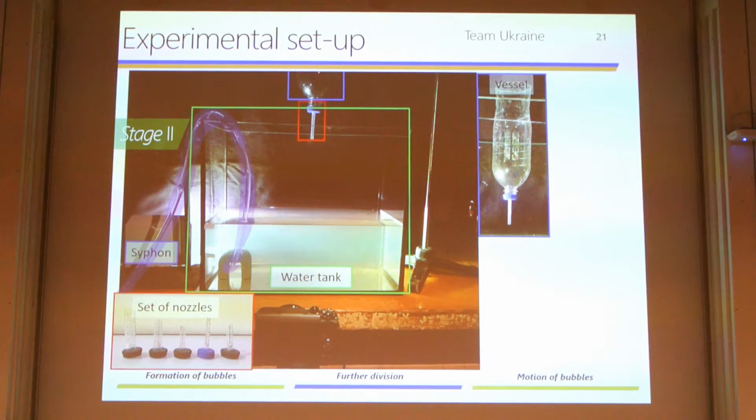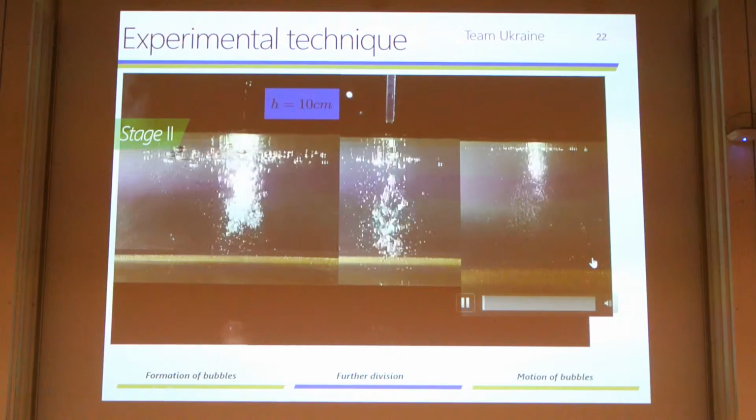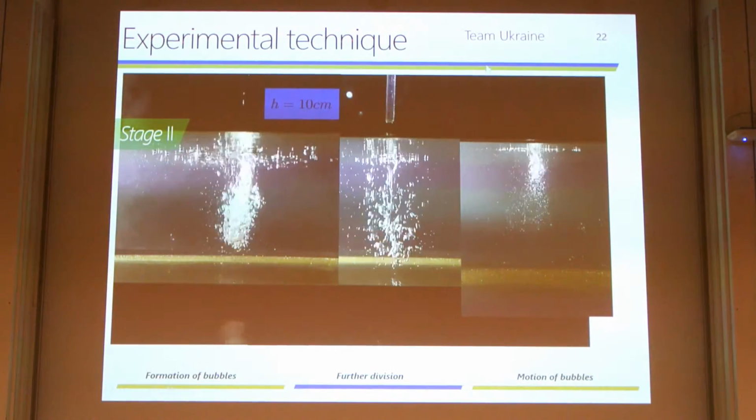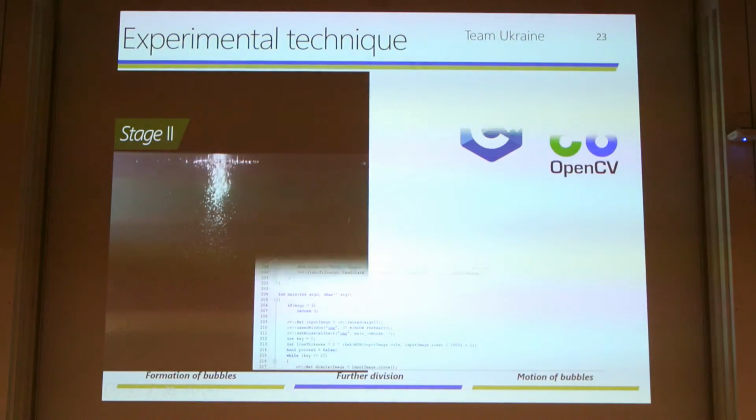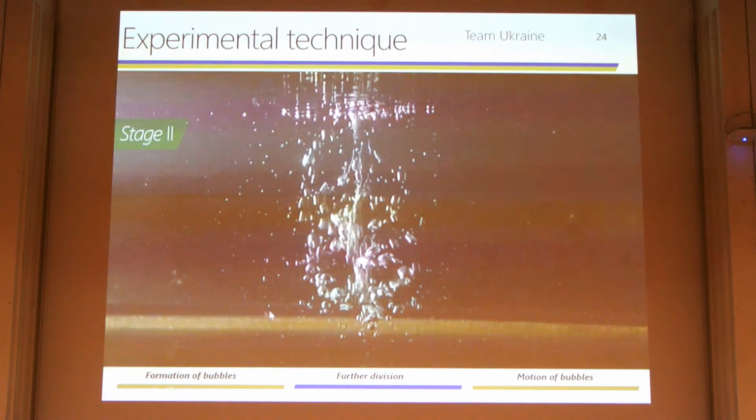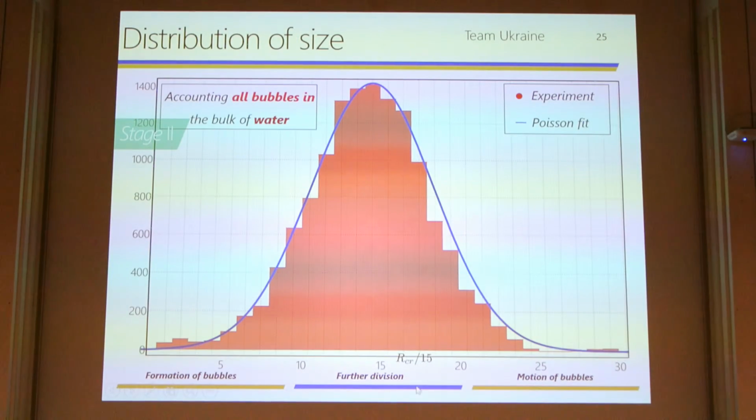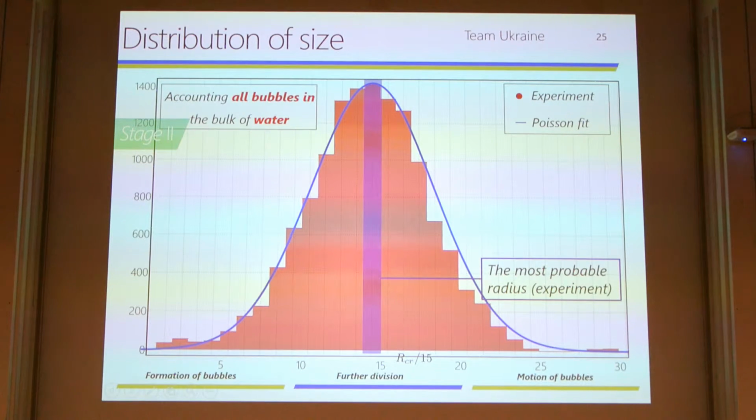Using this setup, we obtained the following videos that you can see here. In order to analyze them, we wrote a program in C++ using the library OpenCV that gave us data about bubble size and their distribution. So we obtained the following distribution, and assuming that this division is a random process, we fitted it using a Poisson distribution and obtained the following value for the alpha parameter.